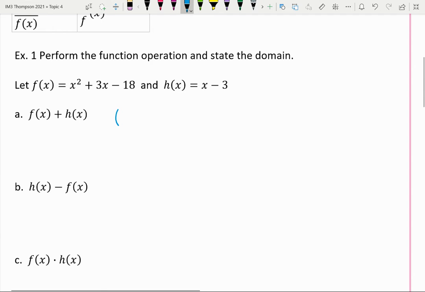So I'm going to take f of x. What is f of x equivalent to? X squared plus 3x minus 18. And I'm going to add that to h of x. I'm just following this recipe on the left-hand side here. And h of x is x minus 3. If you feel better rewriting that without the parentheses, you can. Either way, because it's addition, none of the signs change, so it doesn't really affect any of my signs.